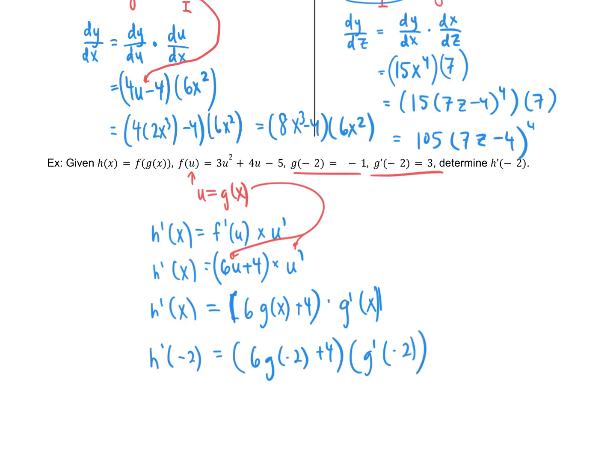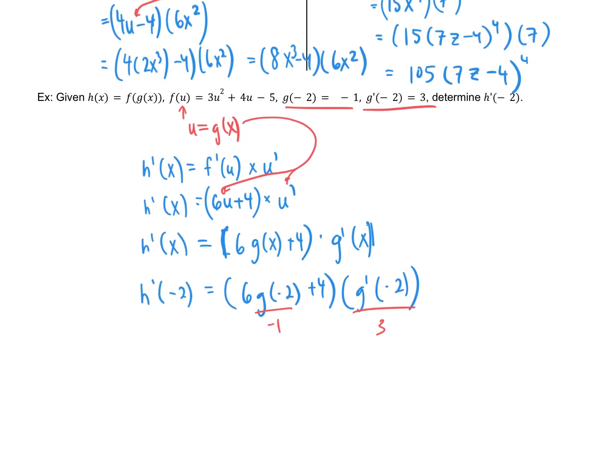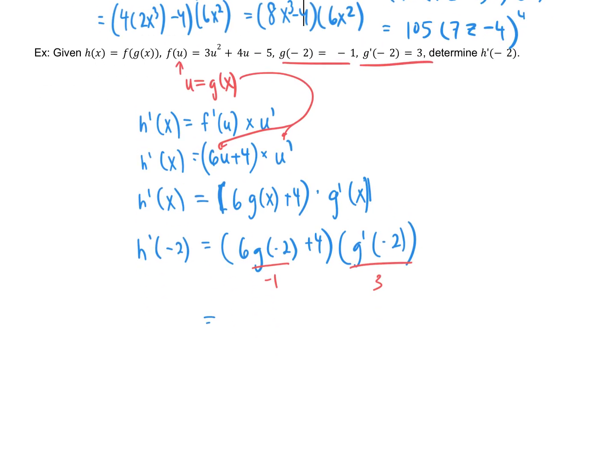And lucky for us, we know what these values are. G of negative 2 is negative 1. G prime of negative 2 is 3. So I'll just sub those values in and clean it up. So 6 times negative 1 plus 4 times 3. So that's negative 6 plus 4, which is negative 2 times 3 is negative 6.